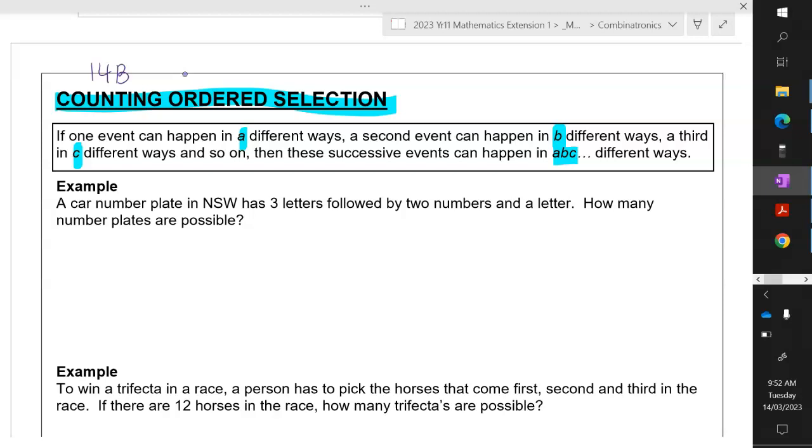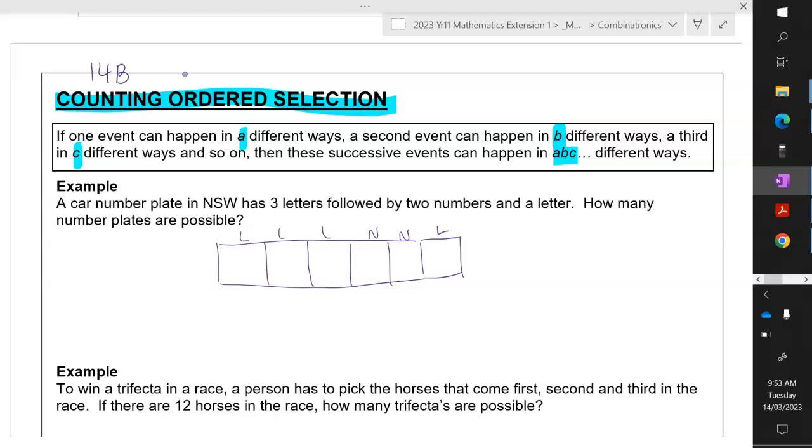So a car number plate in New South Wales has 3 letters followed by 2 numbers. I'm going to box it up like this because I'm going to give everything a particular spot. So we've got 3 letters and 2 numbers. Sorry, it has 2 numbers, not 3 numbers. There we go. So 3 letters, 2 numbers, and a letter at the end as well. Like that. And how many number plates are actually possible?